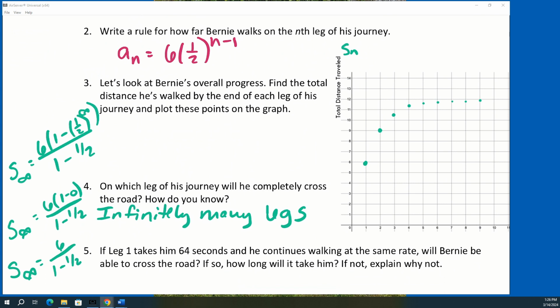And so if he does this for all eternity, you think he's going to make it? 6 over 1 minus 1/2? He does. He makes it, finally. Oh, sorry, that's 12.